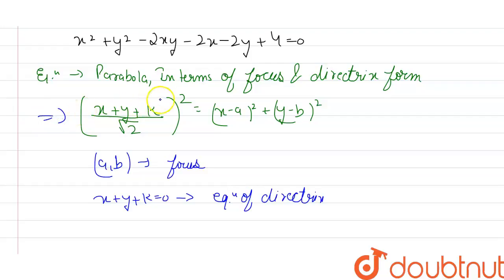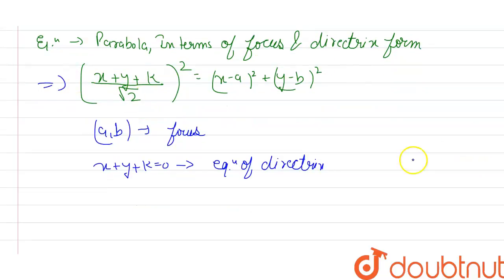So this is the general equation of a parabola in focus and directrix form. Now if I expand this equation, (x + y + k) divided by root 2, whole square, equals (x minus a) plus (y minus b) whole square. If we look carefully, this will become x square, plus y square, plus k square.